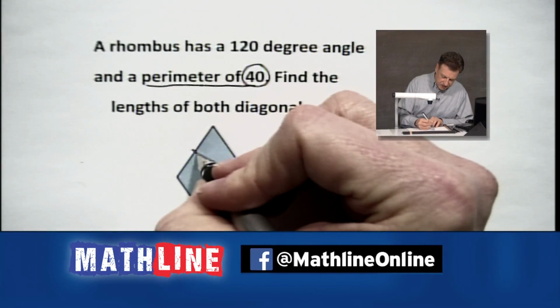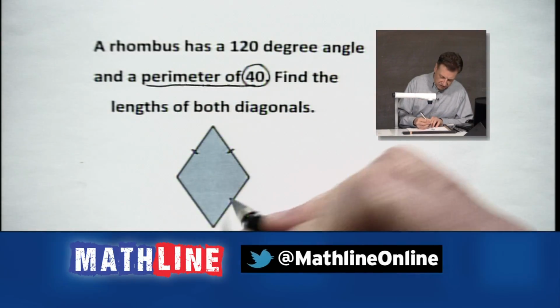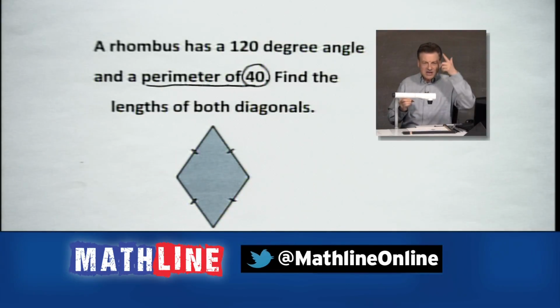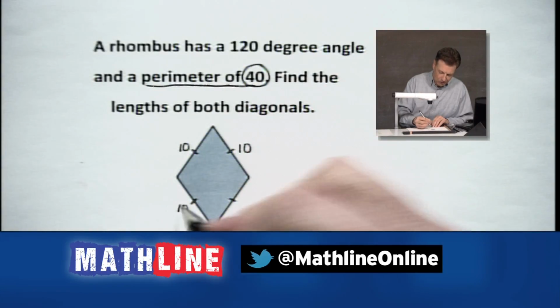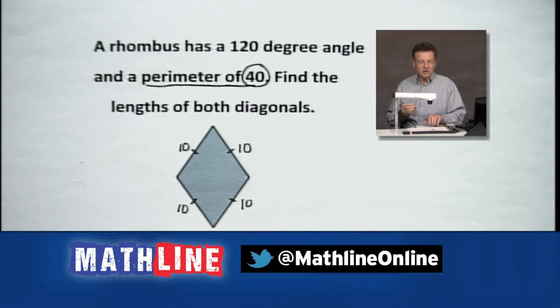So we'll mark them as such. Put them little tick marks on them there. Here we go. That means we're going to split that perimeter of 40, count them, 1, 2, 3, 4 ways, gives us 10 each. I like 10 because it's an easy number to work with. Very easy number. And we're not trying to make this difficult.